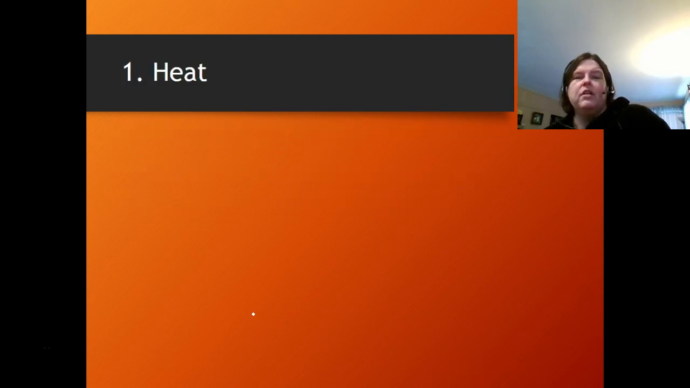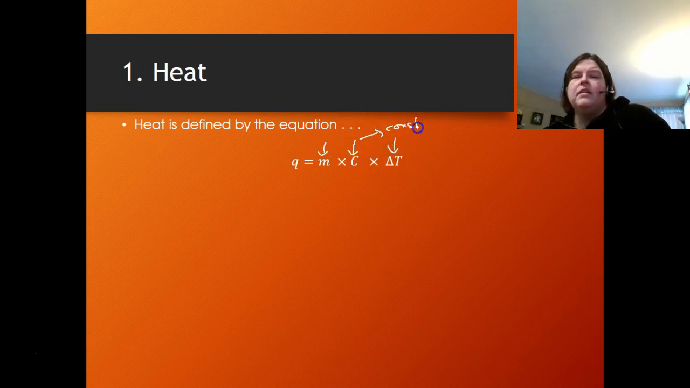So the first thing that we need to talk about in thermochemistry is heat. Heat is defined by the equation Q = m × C × ΔT, where m is the mass, C is the specific heat capacity of a substance, and ΔT is the change in temperature. And remember, C is considered a constant, but it's constant for a substance. So it's not constant over everything, it's constant for each different substance.